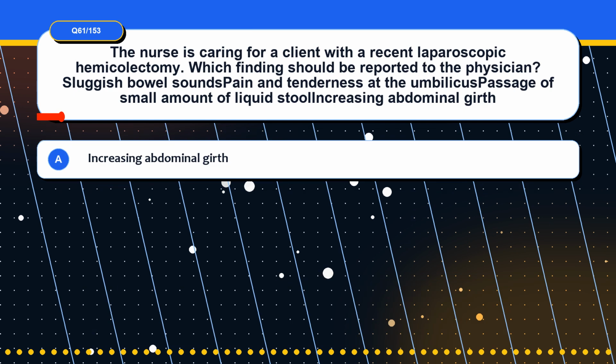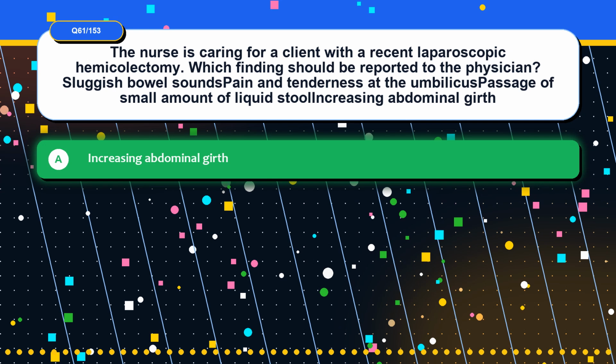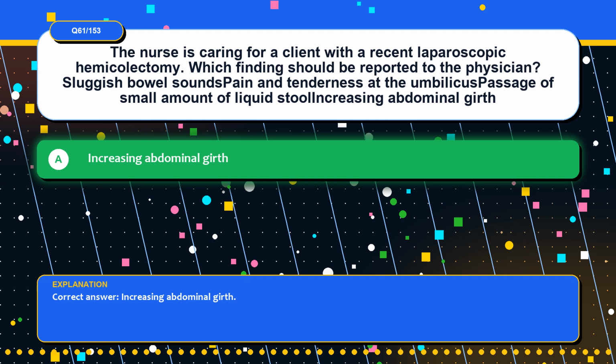Question 61. The nurse is caring for a client with a recent laparoscopic hemicolectomy. Which finding should be reported to the physician? Sluggish bowel sounds, pain and tenderness at the umbilicus, passage of small amount of liquid stool, increasing abdominal girth. Here are the options. Option A, increasing abdominal girth. The correct answer is option A, increasing abdominal girth.